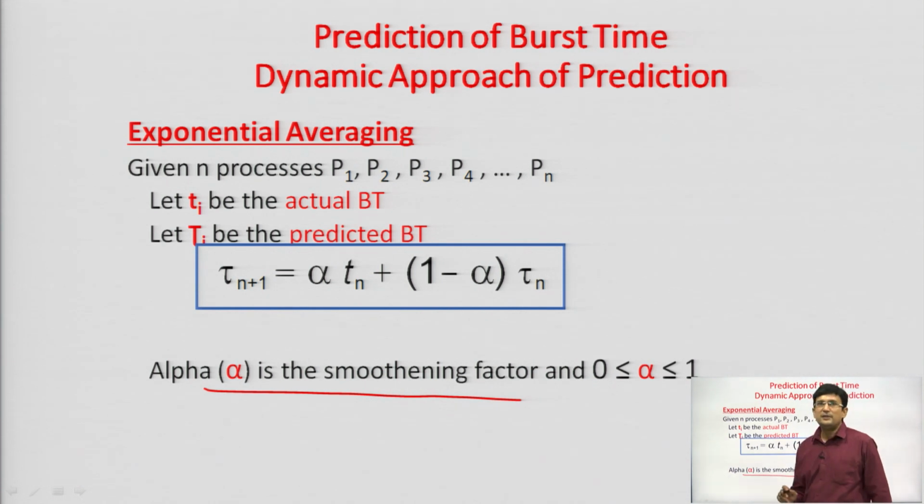The smoothing factor means we have to create a balance between T n and tau n while calculating tau n plus 1. That means when we are predicting the burst time, we should create a balance between T n and tau n.